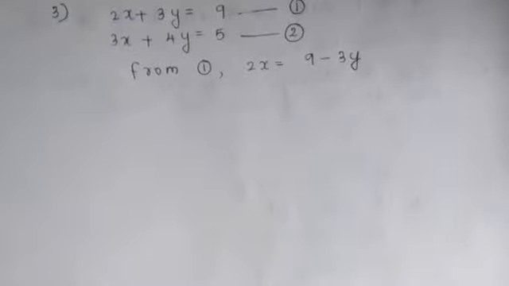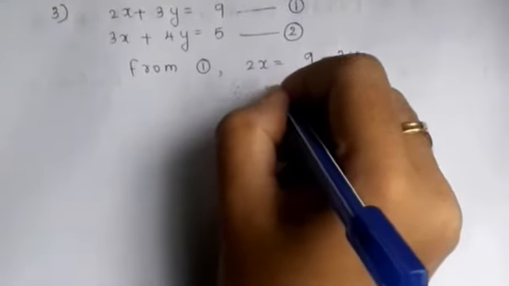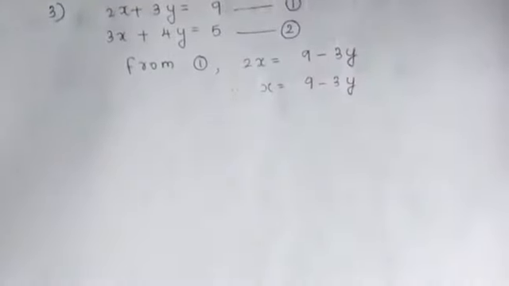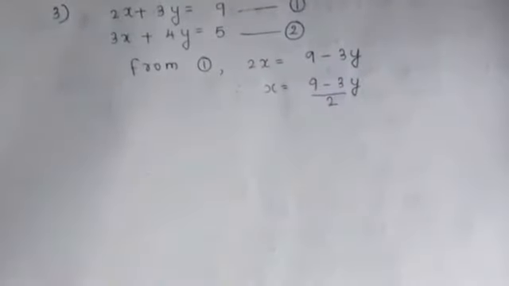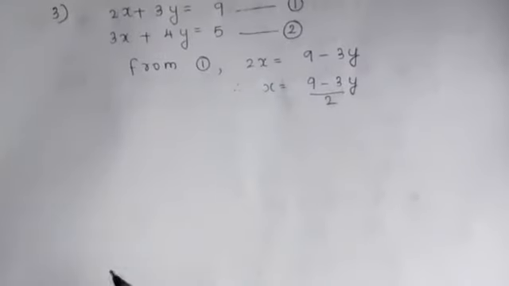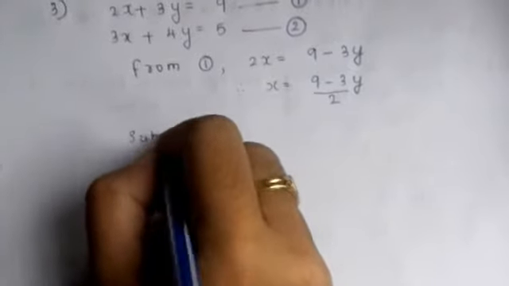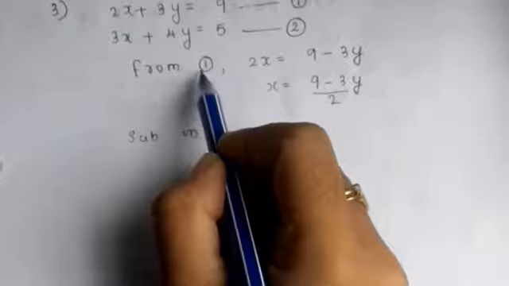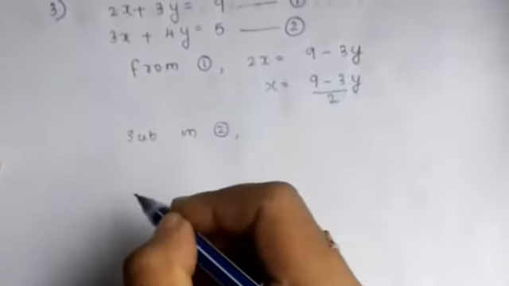But we require x is equal to or y is equal to. So therefore, what is x? x is equal to 9 minus 3y, all divided by 2. After that, where do you have to substitute? We selected from equation number 1, so you have to substitute in equation number 2.